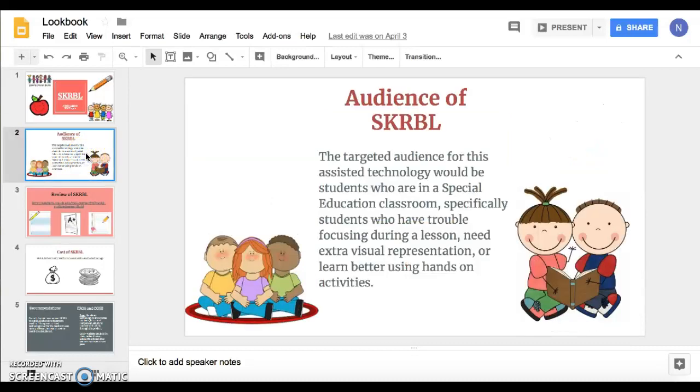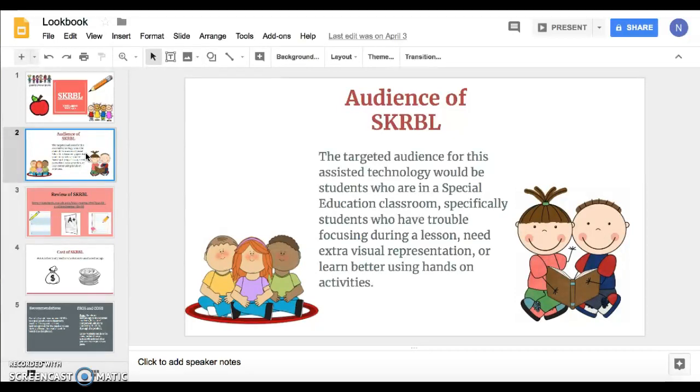The targeted audience for this assistive technology would be students who are in a special education classroom, although in my opinion, I think that it would be an awesome tool to use in any classroom because pretty much any student could use it. I think that it would be a helpful tool for them to stay focused and be more interactive during a lesson rather than just watching a teacher go through the lesson.